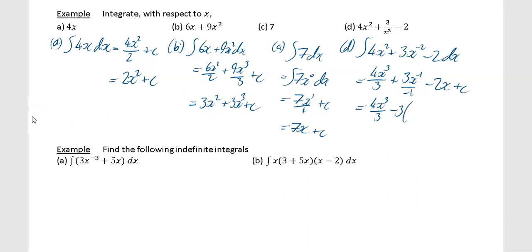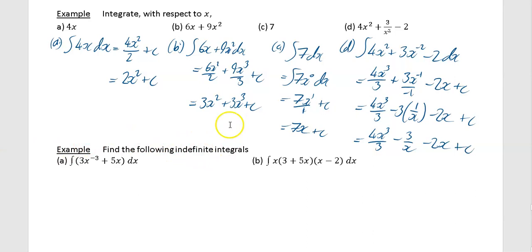So that's just going to be minus 3. And I'm going to put this in a bracket. This is my x to the minus 1. X to the minus 1 is 1 over x. Then minus 2x plus c. And then again, that's going to be 4x cubed over 3. Then minus 3 times the 1 is just going to be minus 3 on the top. X on the bottom line. And minus 2x plus c.